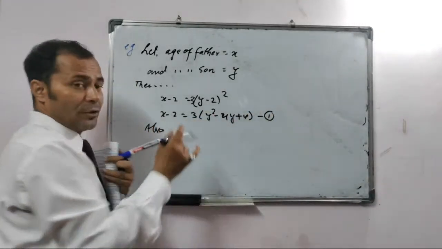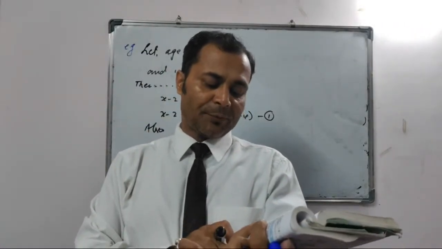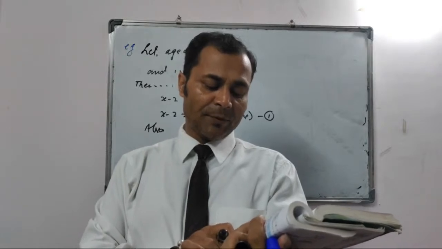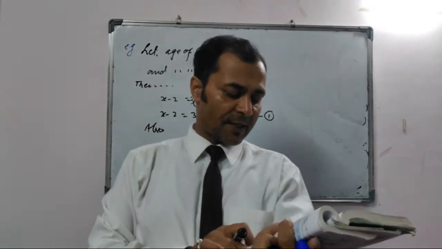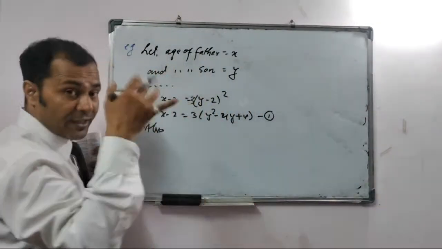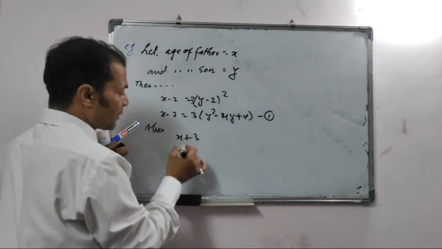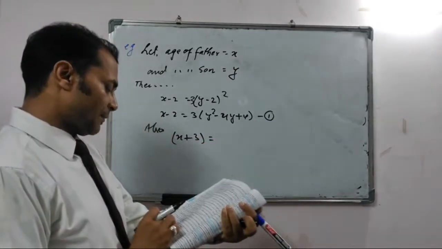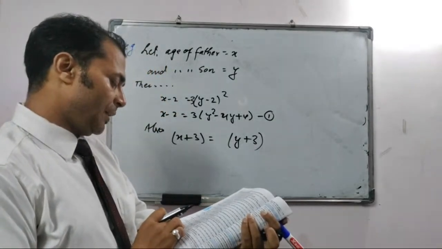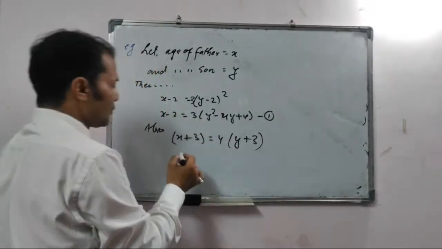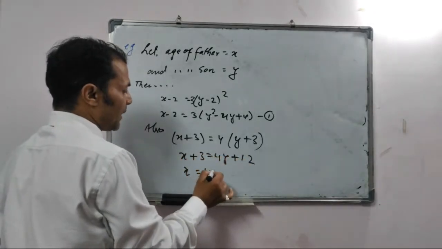Also another condition is given. The next condition is if in 3 years time his age will be 4 times son's age. In 3 years means in upcoming 3 years. So x plus 3 will be age of father and age of son will be y plus 3, right? And now the age of father will be 4 times son's age. Just simplify it. x plus 3 equals 4y plus 12. So x is 4y plus 9.